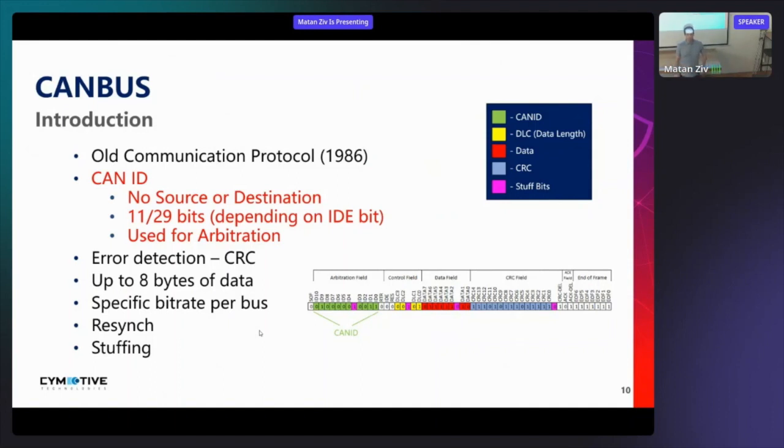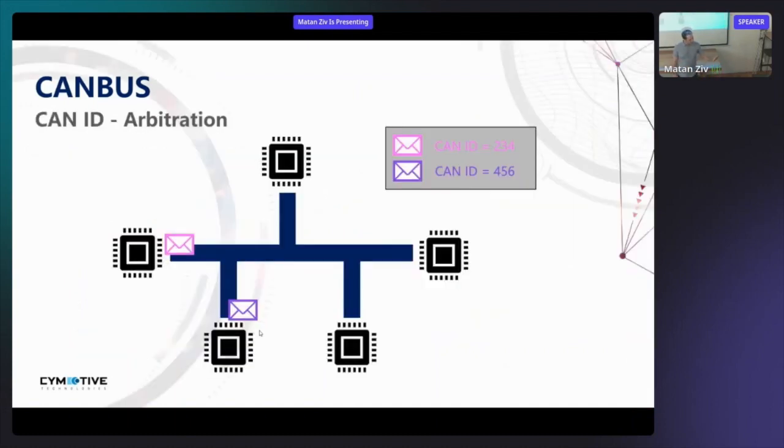And it is used for arbitration. Now, what is this arbitration? Let's say in a specific bus, two components try to send a message at the same time, and these two messages have different CAN IDs. So in this example, one is 234 and the other is 456.